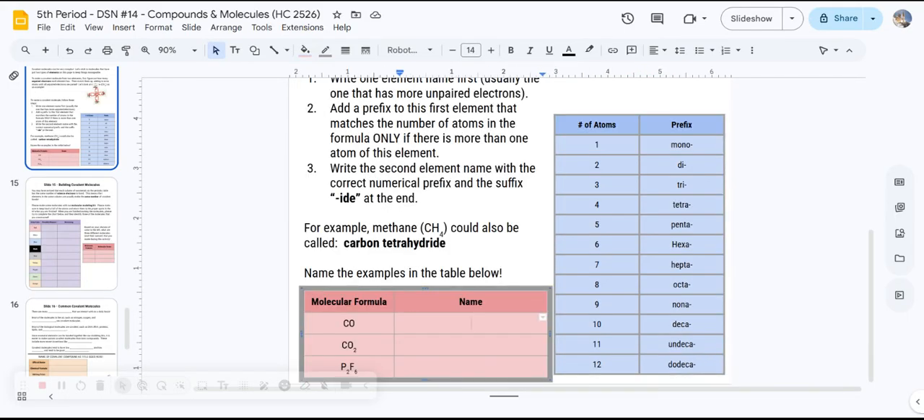So CO, for example, would be carbon monoxide. Again, we don't put the mono on the first one if there's only 1, but carbon monoxide for 1 carbon, 1 oxygen. CO2 would be carbon dioxide, another you've probably heard of. And if you want to pause the video and try this one on your own, that would be great. I'll give you a second to do that if you would like.